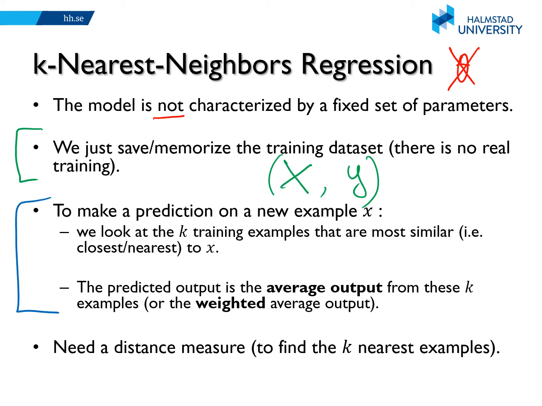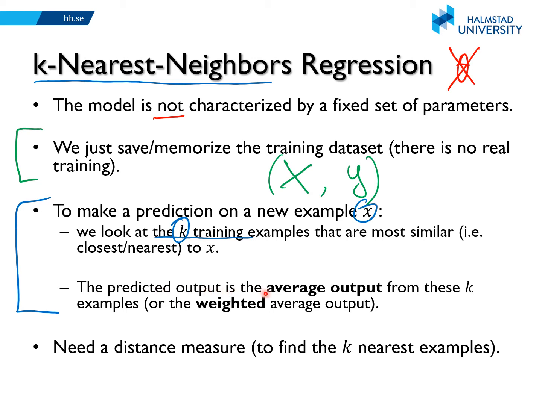And to make a prediction about a new data point x, we first find in our training data the k examples or data points that are the most similar to x, or the closest to x, or the nearest to x. Thus the name k-nearest neighbors.